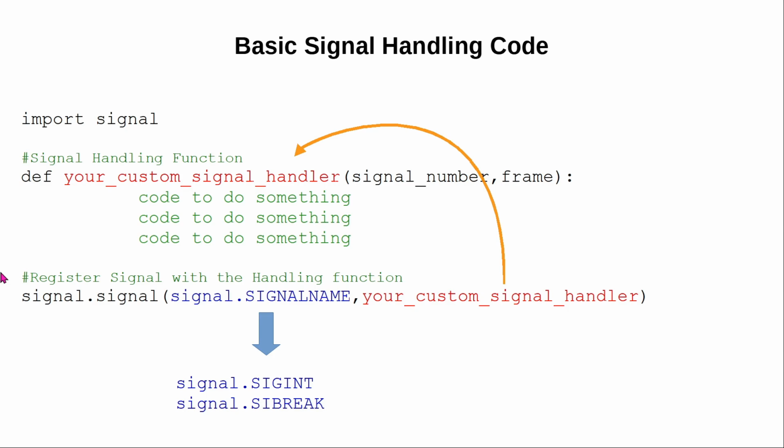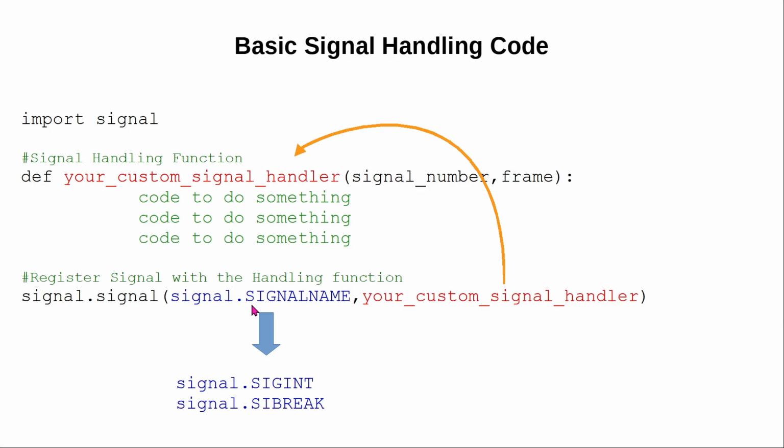Now, the second thing we have to do is to register the signal. For that, we will be using a particular function called signal.signal. It will ask for two parameters. The first one is the name of the signal, which signal you want to handle. The other one is the name of your handling function. My handling function's name is custom signal handler, so you have to give the same name here.